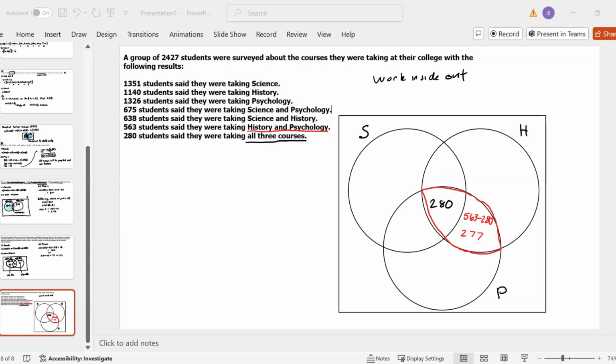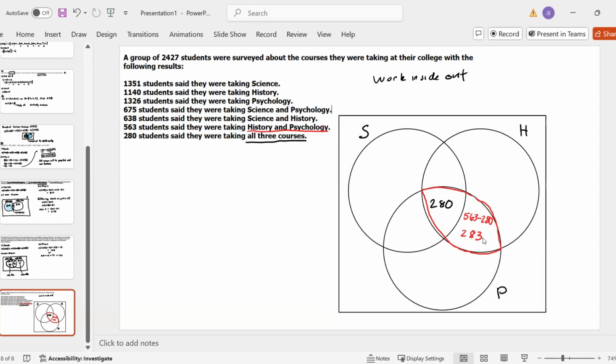That does not look right. So let me just do it. 563 minus 280 is 283. So not even close. 283. So those are the students that took history and psychology, but not science, right? So that's what that means.